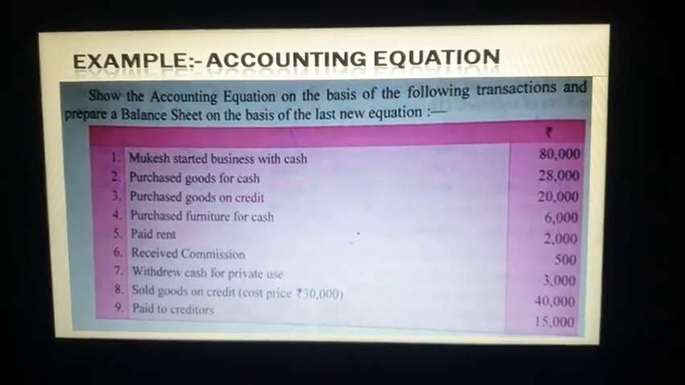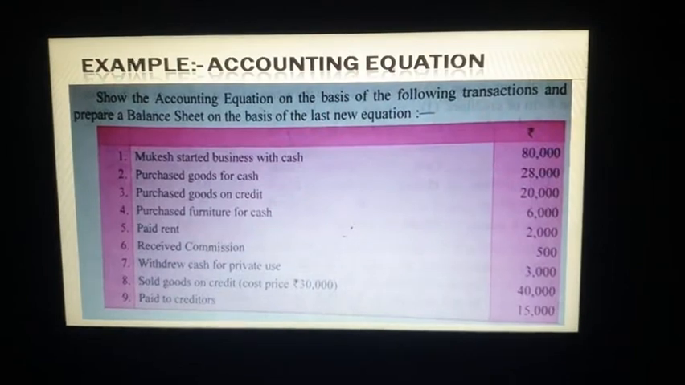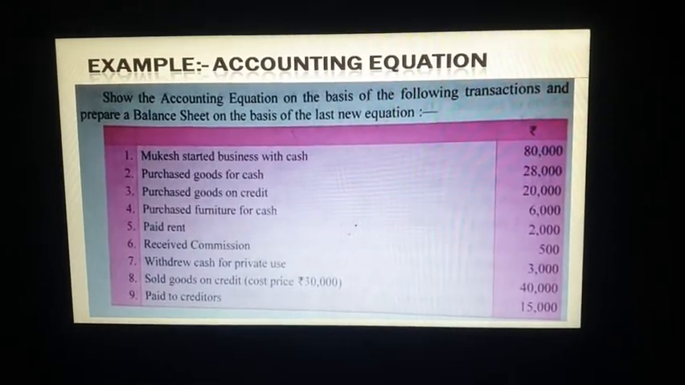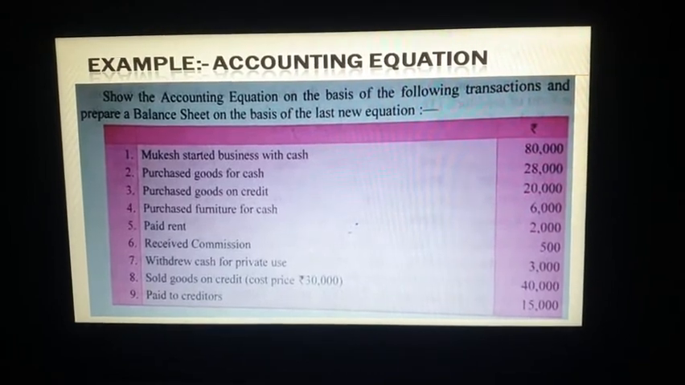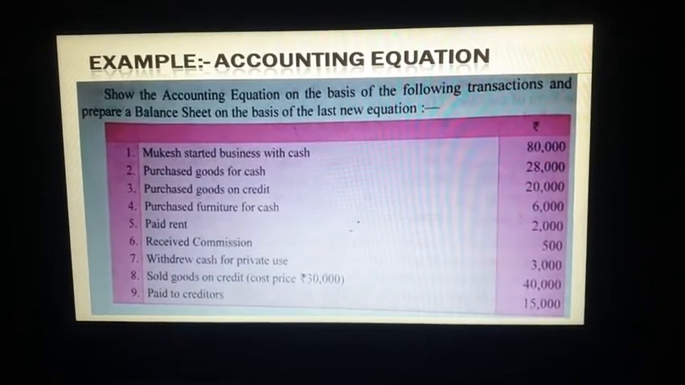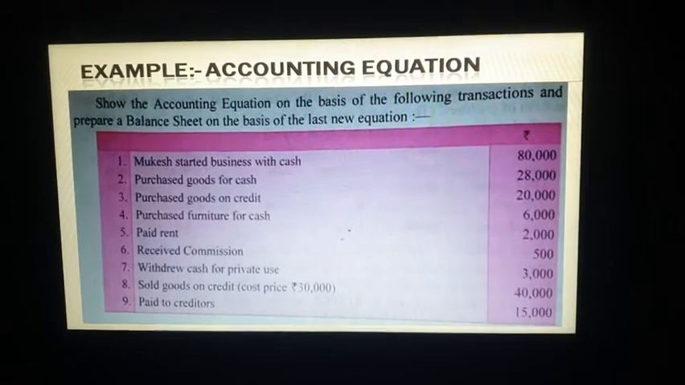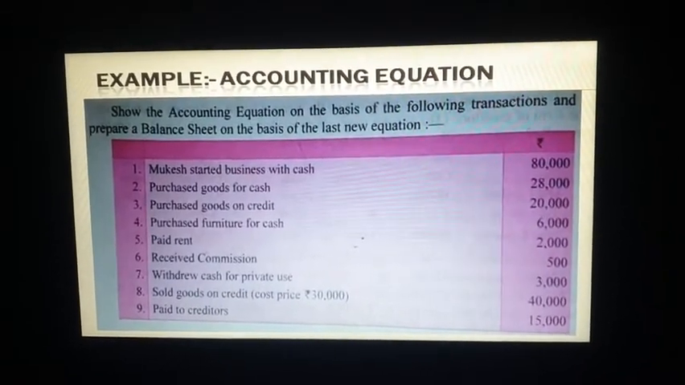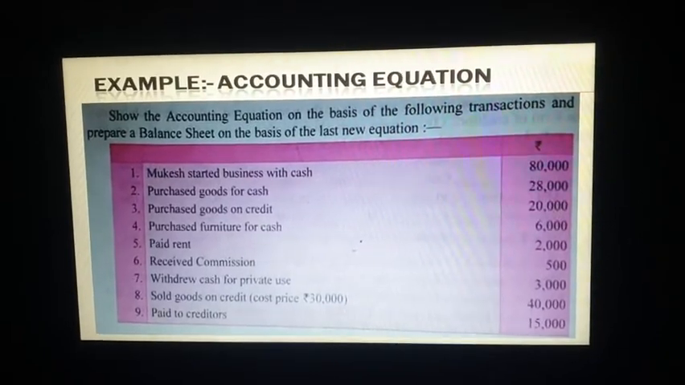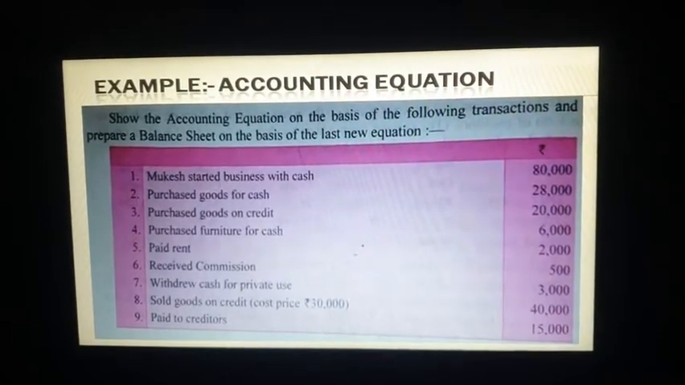So in this case, purchase goods. So goods is represented by stock. So stock will increase because goods are coming in the business. And what is going out of the business, that is called cash. And the amount is 28,000. So in this case, stock and cash both are the part of asset.